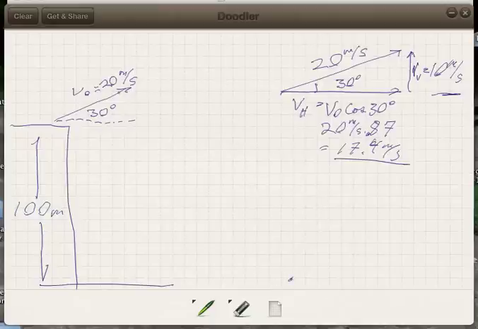Okay, so I also know that by symmetry, as it goes up, when it gets back down to this level, it will also be 30 degrees. And when it hits, it's a good bet that this angle, well, it's not a good bet, it's for sure, that this angle will be greater than 30 degrees here. And we have a parabolic trajectory.